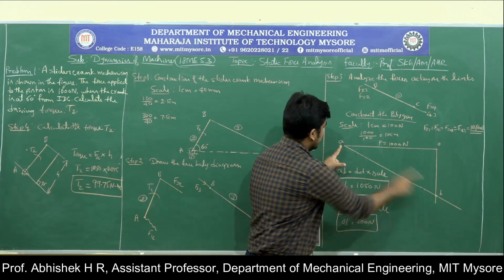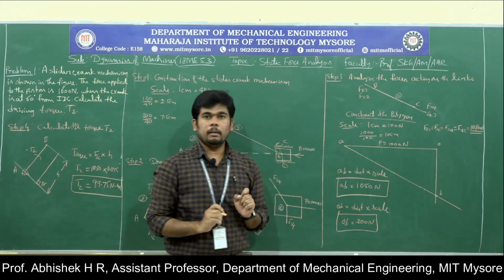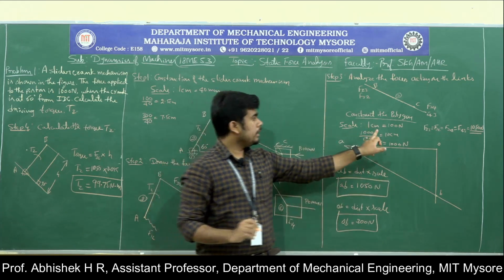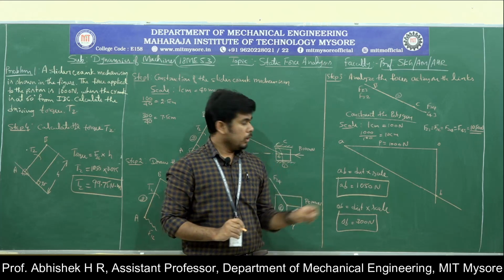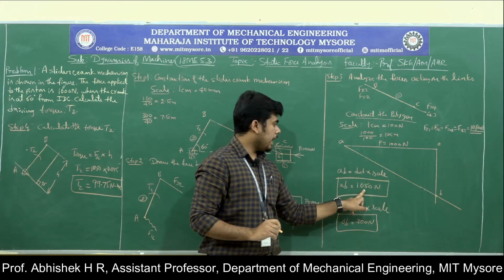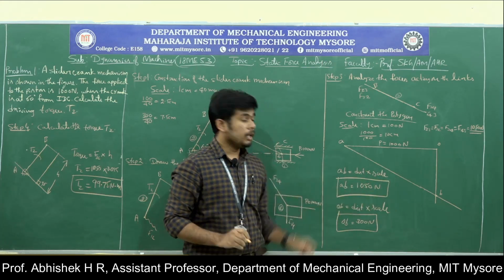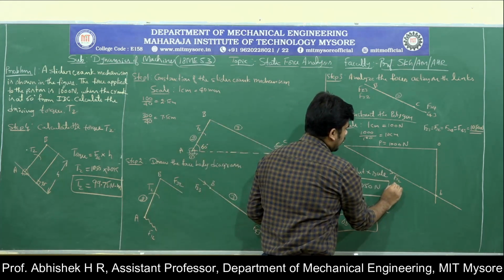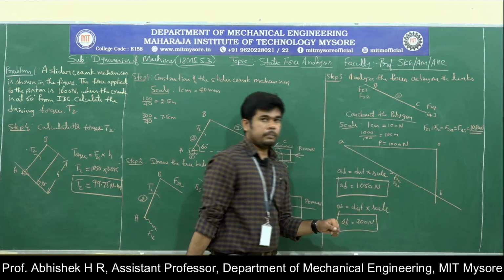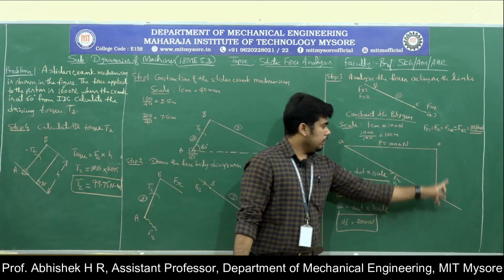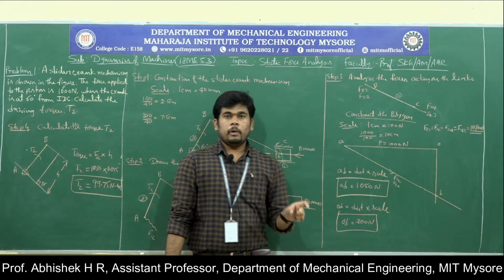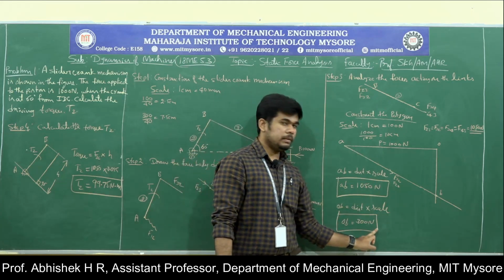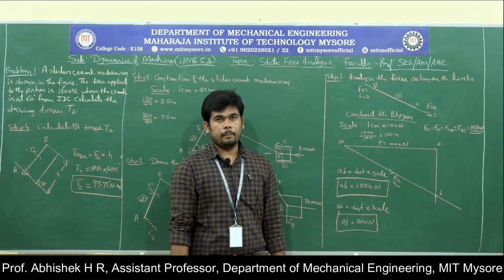Now measure this distance AB. When you measure that distance AB, multiply with the taken scale, 100 Newton. So we will get AB as 1050 Newton. This is nothing but F32 or F23. Now measure OB. When you measure OB, multiply with the required scale. So we will get OB equal to 300 Newton.